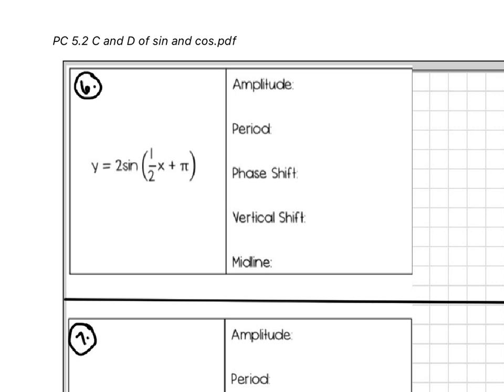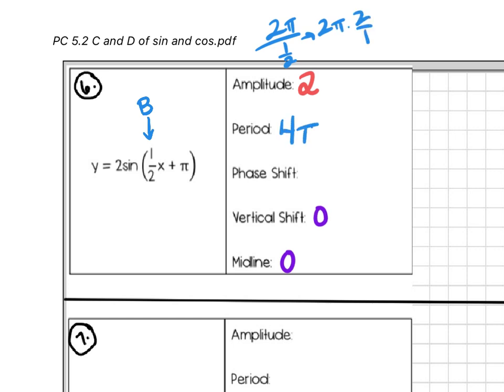So first, though, we can identify everything that we can see without doing that shift. Amplitude is 2, and there is no d value, which means there is no vertical shift, and the midline is at 0. The period, this is still our b, so we can find the period doing 2 pi over 1/2. Copy, dot, flop, period will be 4 pi.